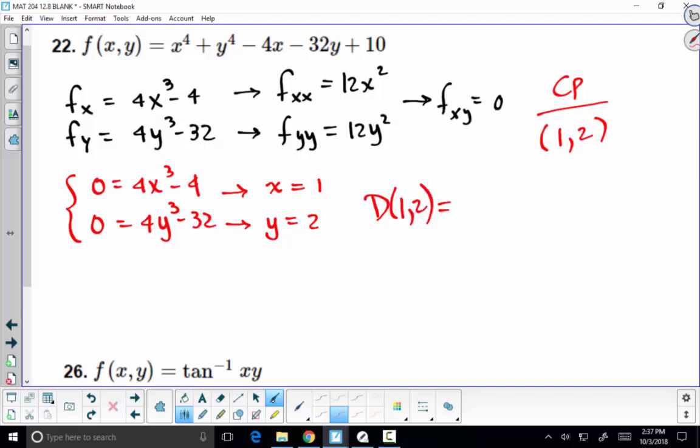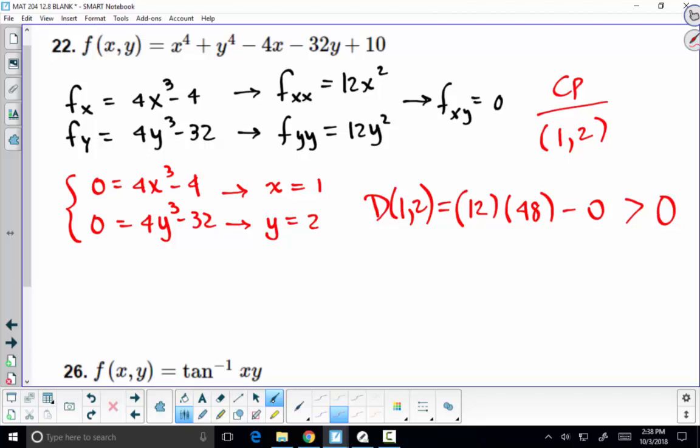So then we have to figure out the discriminant at 1, 2. So f sub xx, where we plug in 1 for x, is 12. F sub yy, plug in 2 for y, 4 times 12, 48. Minus 0. We don't even need to multiply this out. All we need to know is that it's positive. As long as it's positive, we know where to go.